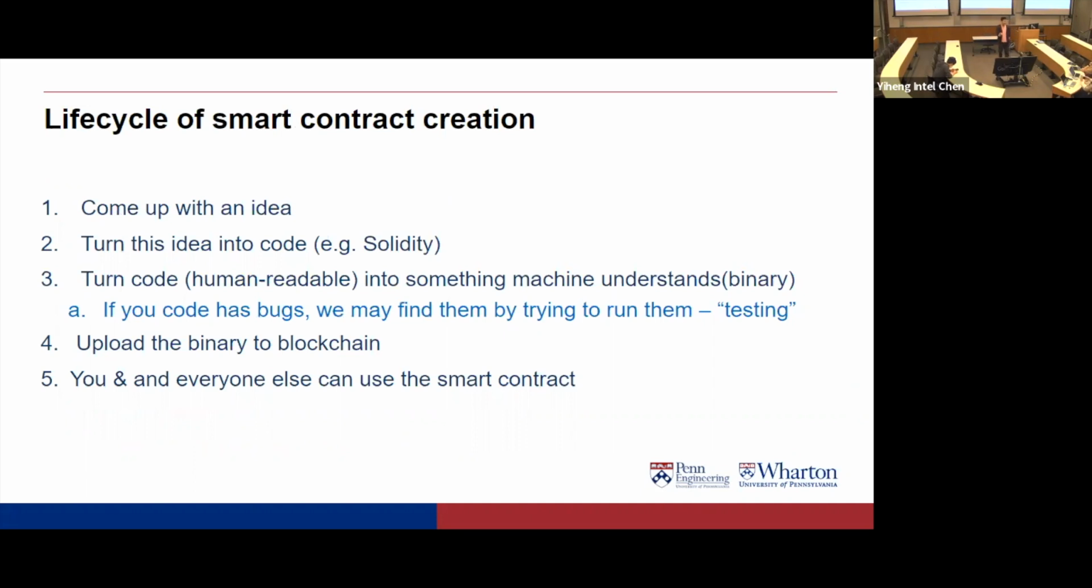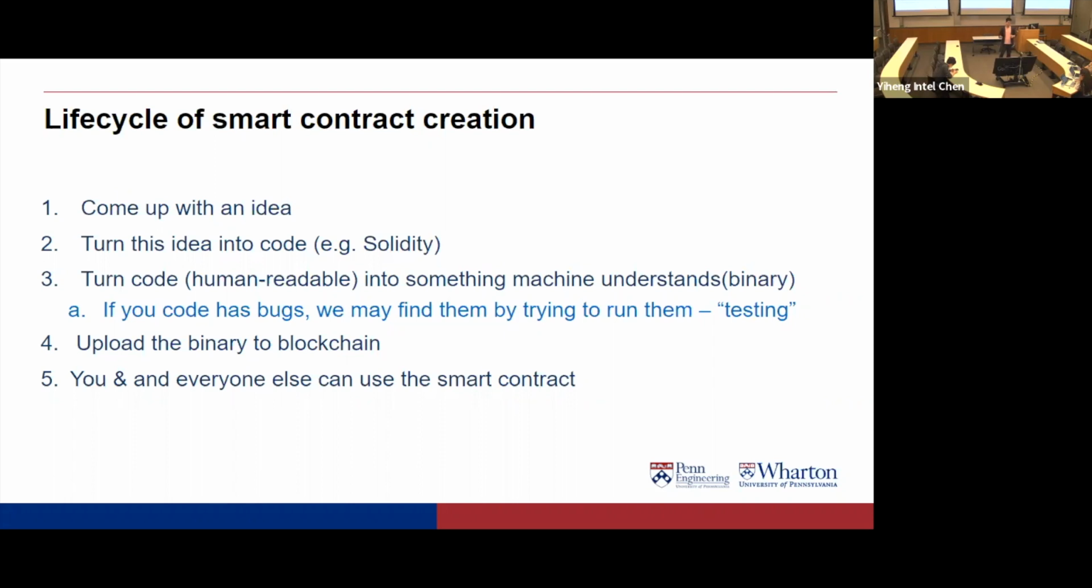First, you come up with an idea. You come up with something you want to ask the blockchain to do. And then you turn this idea into code. What is this code? Commonly, we use a language called Solidity. And then you turn code, which is human readable because it's essentially like English, into something that a machine understands better. Here it's a format called binary code.